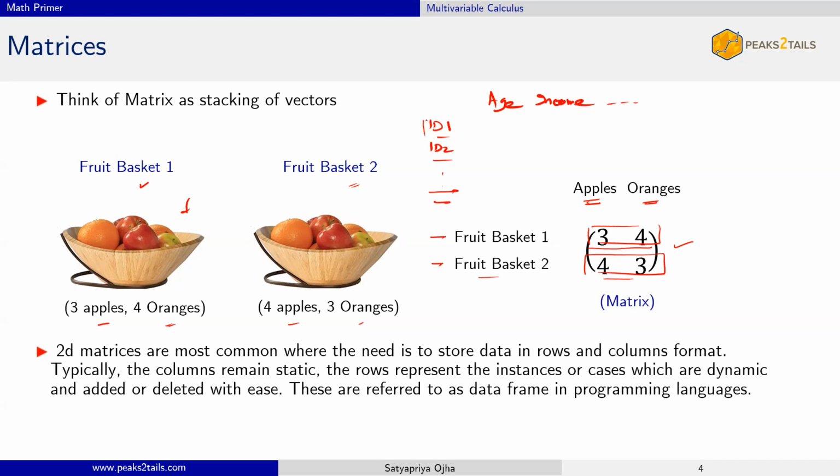So each of these customers would be a row vector. And age would be a column vector. Income would be a column vector. Make sense? Any questions so far? Okay. Hope this is clear. So this is very, very fundamental.